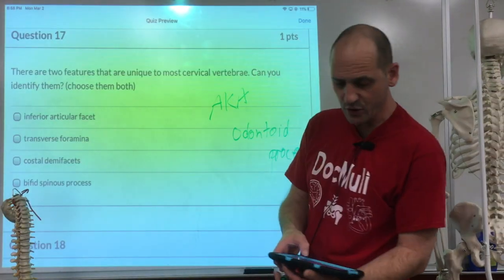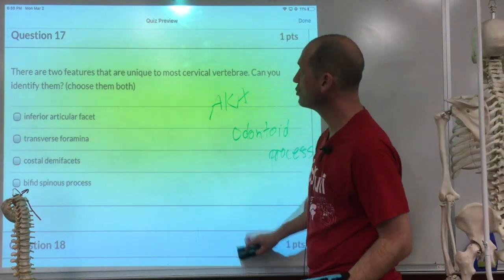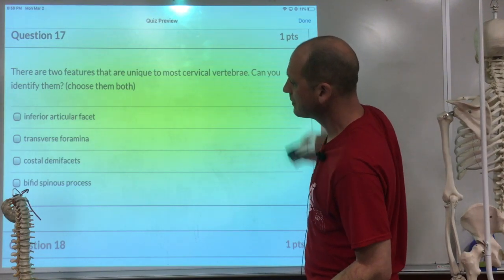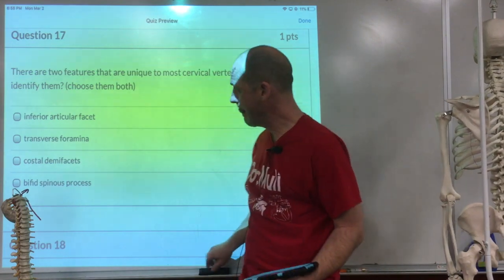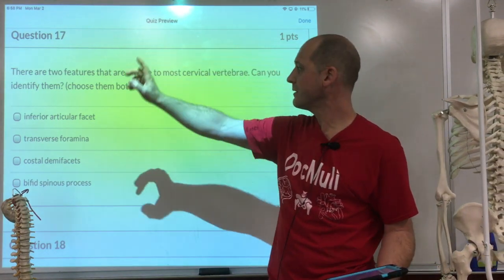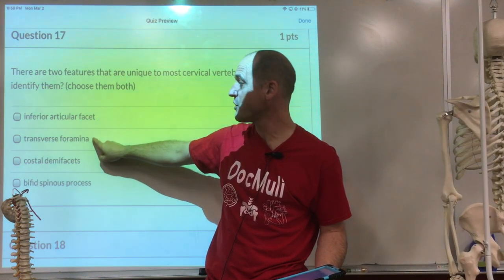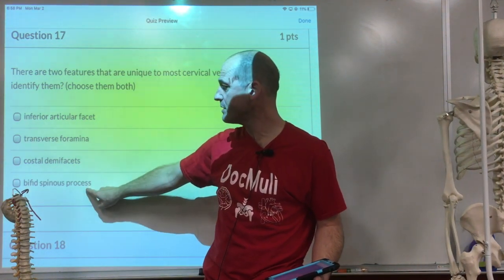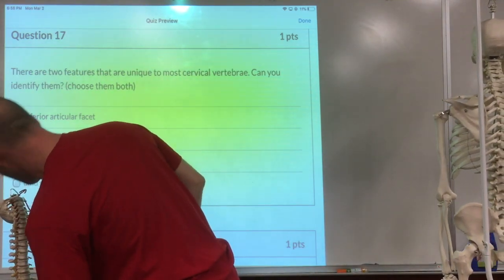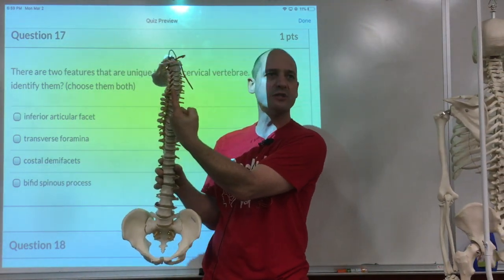There are two features unique to all cervical vertebrae. What are they? Can you identify them? Anybody? Transverse foramen? It's transverse foramina and bifid spinous process. So the hole on the side is the foramen. A hole is a foramen.